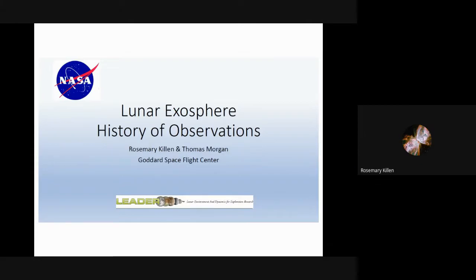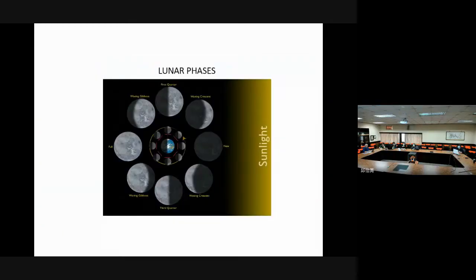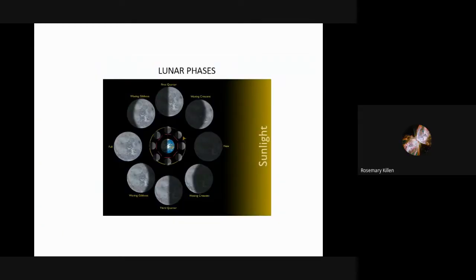So I wanted to start with the lunar phases, the second slide. Just to explain, in our observations we've defined full moon as phase 0, but I noticed in the Selene observations, they defined new moon as phase 0. So just to be clear what we're looking at, okay?